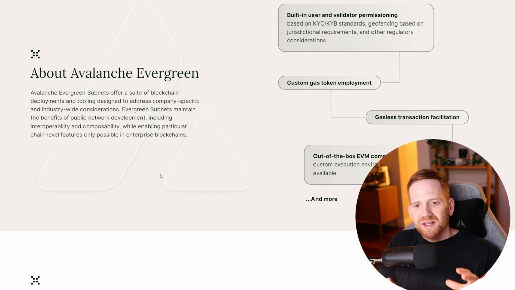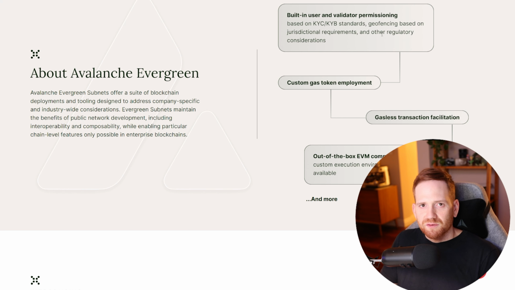With all this, they created Avalanche Evergreen subnets, which were really meant to go after institutions, traditional finance, and enterprise blockchains. And that's because you're going to have so much customization. For example, KYC, which is really important in the traditional finance world. Now, remember, these are enterprise blockchains. These are going to be separate, dedicated private blockchains for these companies. So it wouldn't be something that you or I would interact with anyways. So things like KYC are not going to matter to us.